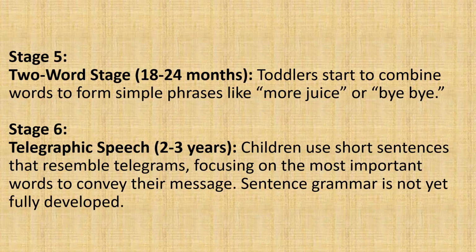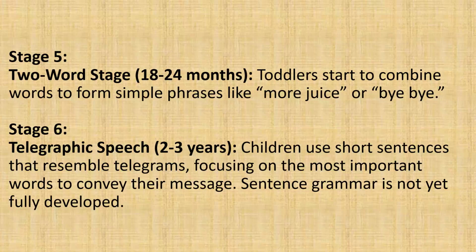Stage 5, the two-word stage, 1.5 years to 2 years. Toddlers start to combine words into simple phrases like bye-bye. Two words. Stage 6 is telegraphic speech, age 2 to 3. Children use short sentences that resemble telegrams, focusing on the most important words to convey their message. Sentence grammar is not yet fully developed. That is why it is called telegraphic speech.